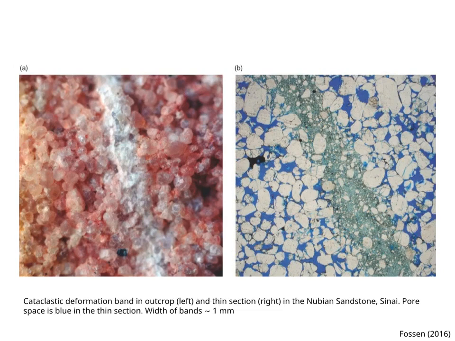This is a cataclastic deformation band in a sample, and a thin section, of a sandstone. The band is about 1 mm thick. Pore space is colored blue in the thin section. It is clear that both porosity and permeability are drastically reduced in the band.